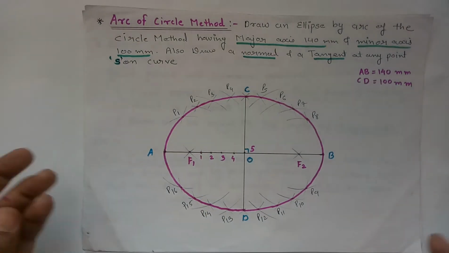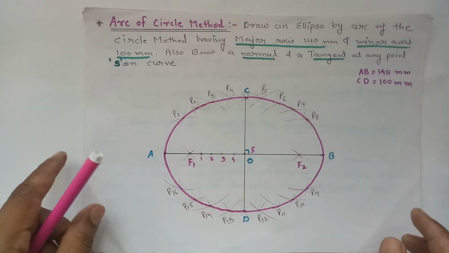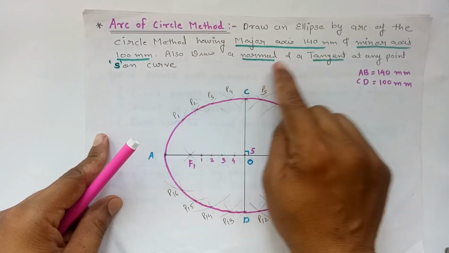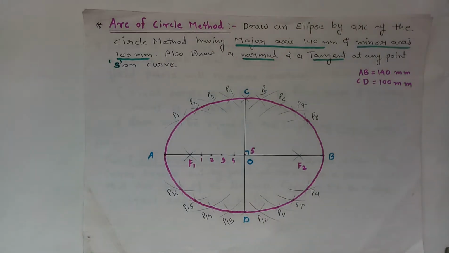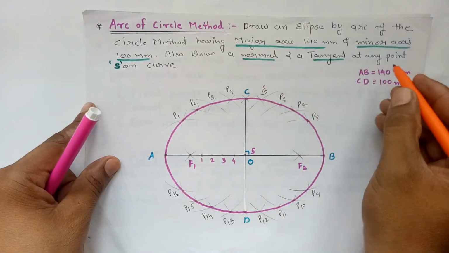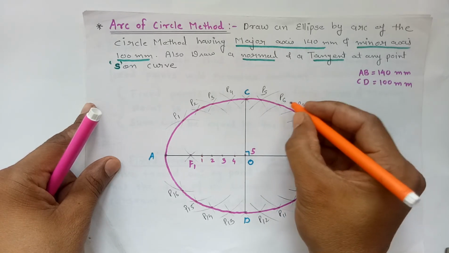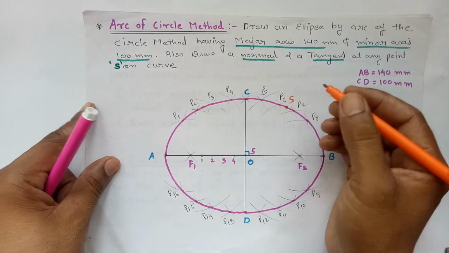So this curve will be an ellipse. Now after drawing the ellipse, here in the question it is also given that draw a normal and a tangent at any point S on the curve. So first thing is, we have to mark that point S on the curve, at any point on the curve. Let us mark the point S on the curve over here, point S.